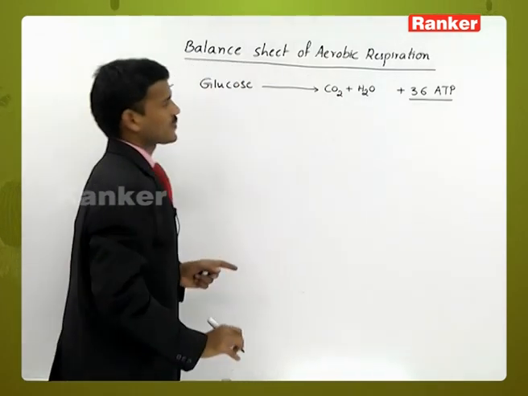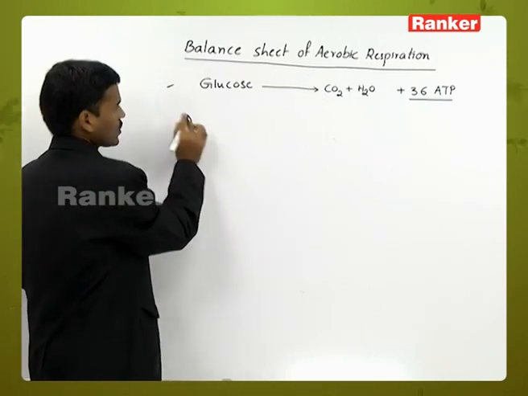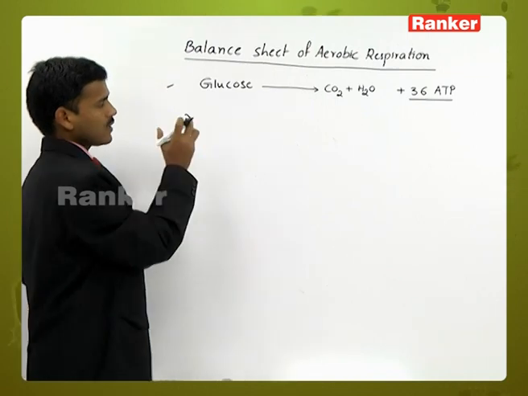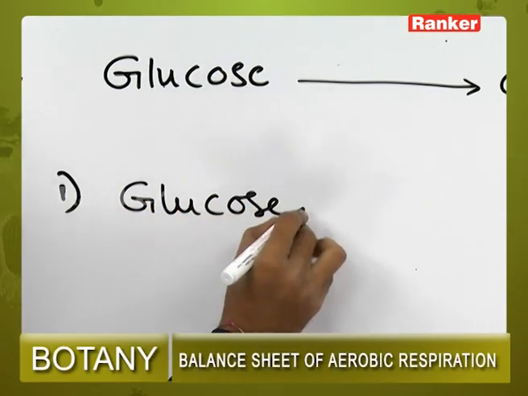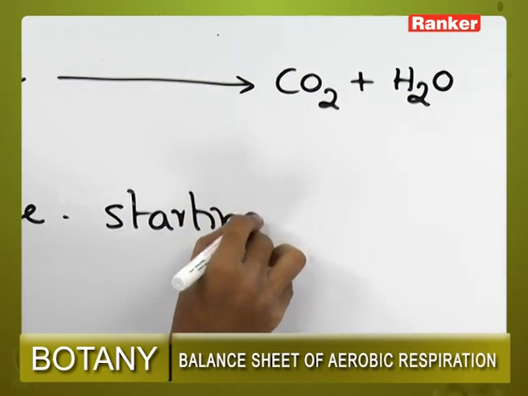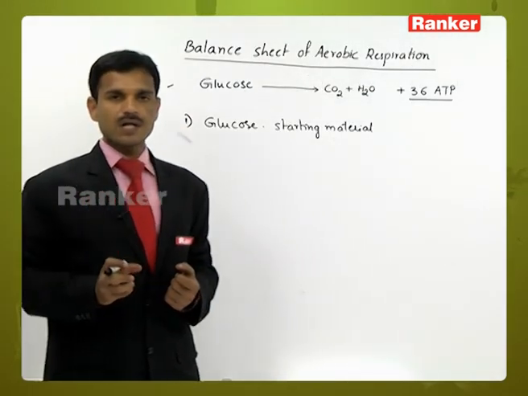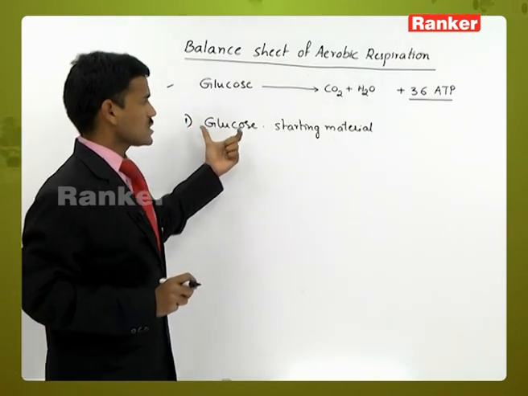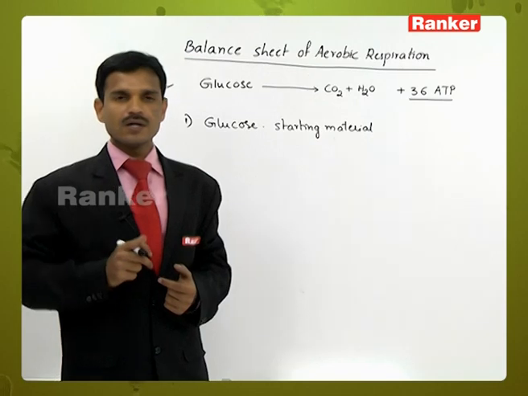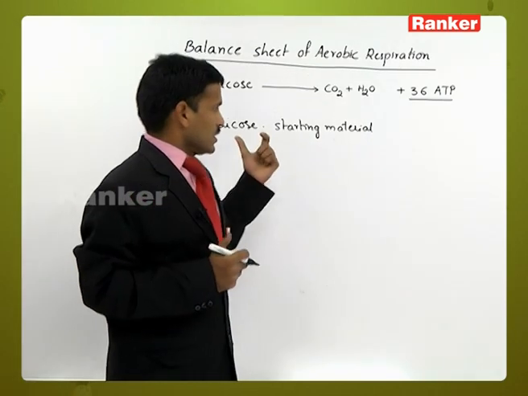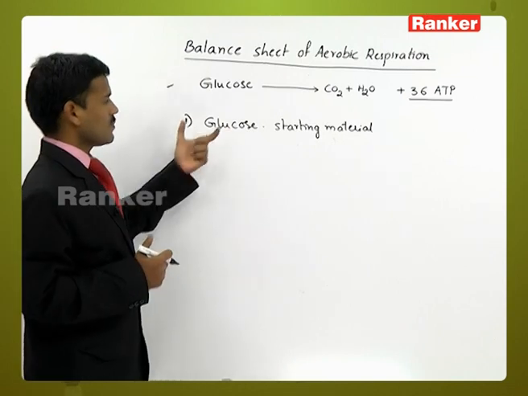How are the 36 ATPs synthesized, and where? Let us discuss here. Based on some assumptions, in complete aerobic respiration or complete oxidation of glucose, the starting material is glucose. In almost all aerobic respirations, all carbohydrates are converted into glucose. So glucose is the starting material. But sometimes other materials are also involved, like fats, proteins, organic acids. But these enter the aerobic respiration at different steps, not in the form of glucose.